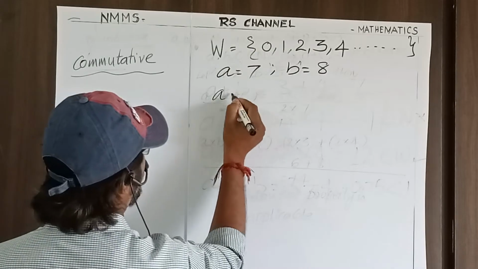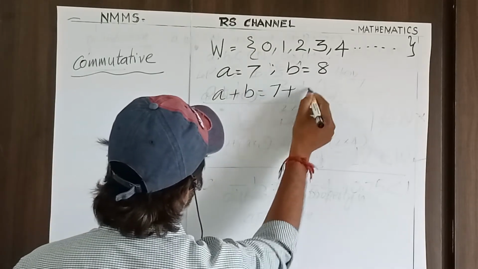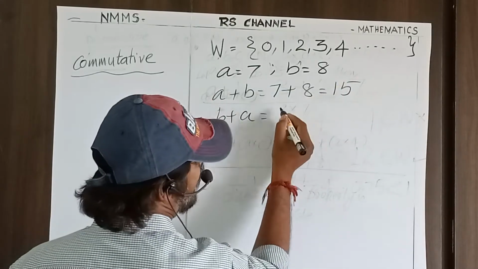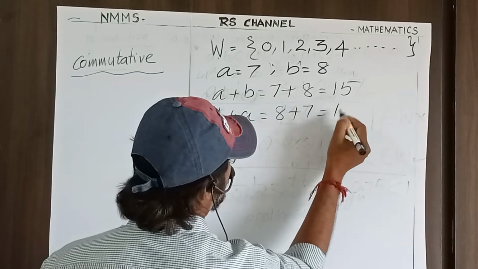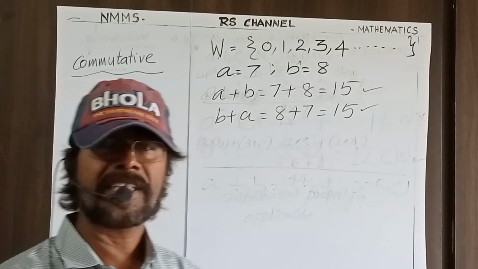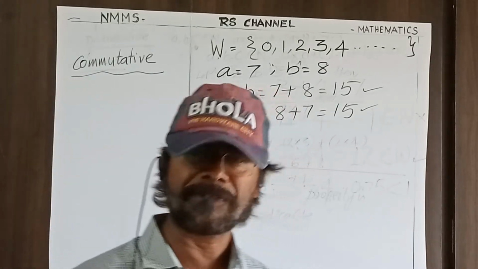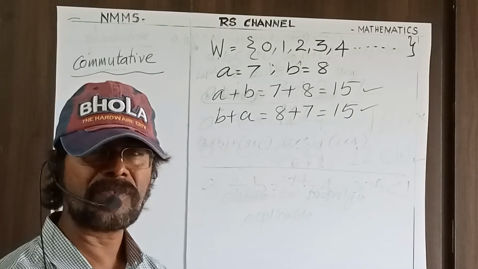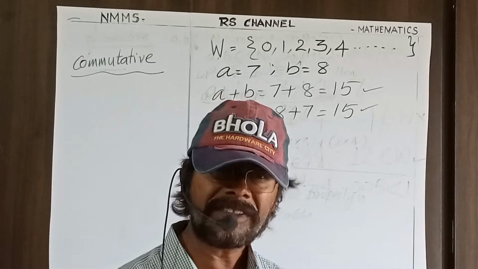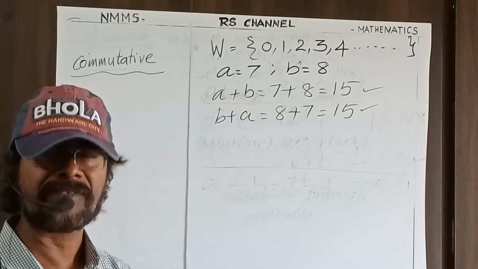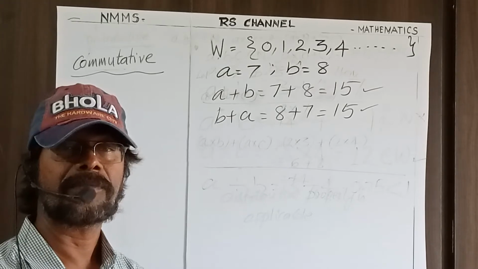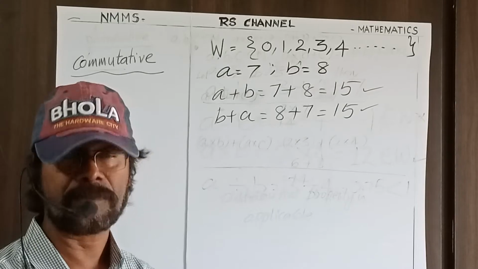So A plus B is equal to 7 plus 8, which is 15. B plus A is equal to 8 plus 7, which is 15. Both are the same, so it follows the commutative law. So whole numbers follow the commutative law in the operation addition. Why I am taking this much time is that you have to think before I explain.